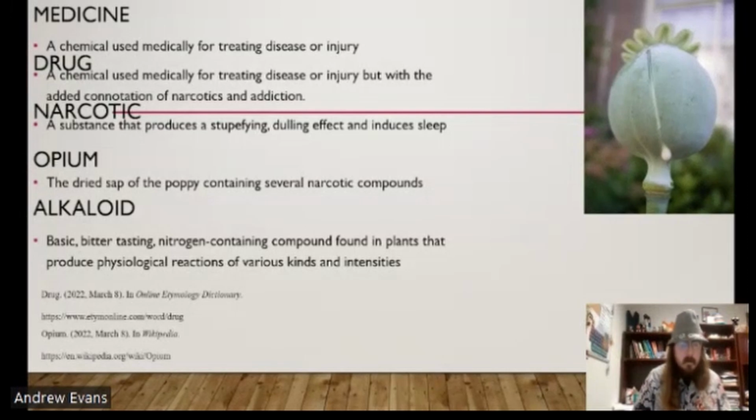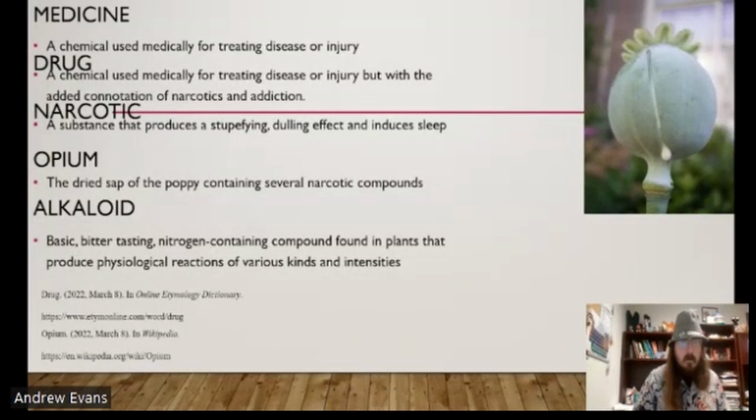Now, whether we're talking about drugs or medicines, the term narcotic itself is pretty obvious whether it's good or bad. A narcotic is a substance that produces a stupefying, dulling effect and sometimes induces sleep. That comes from the Greek narkotikos, meaning numbing, stupefying, or deadening. They dull the mind, they induce sleep, they stupefy or deaden the nerves, they deaden the senses.